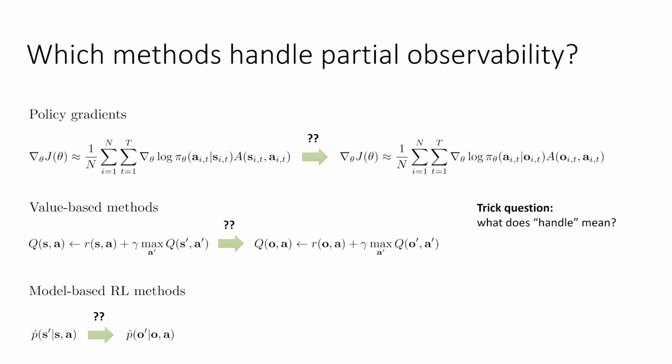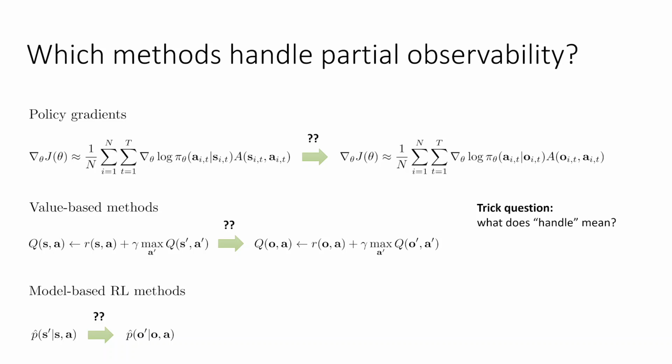And of course, this is a little bit of a trick question, because before we can even begin answering this for each of these three methods, we have to understand, what does handle actually mean? What does it mean to handle partial observability correctly? Now, take a moment to think about this. What would you want out of a method like this?